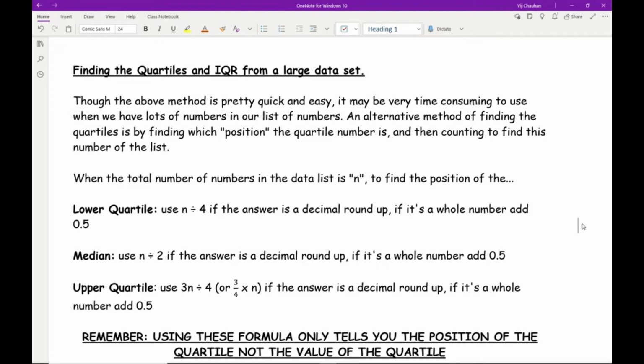Now obviously there's no workaround of ordering your data. That's something that you have to do to work out the quartile values. So though the above method is pretty quick and easy, it can be very time consuming to use when you have lots of numbers in your list. An alternate method of finding the quartiles is by finding which position the quartile number is in, and then counting to find this number from the list.